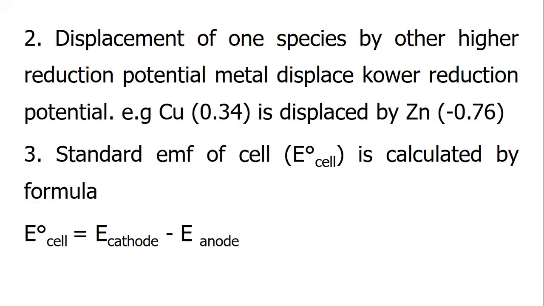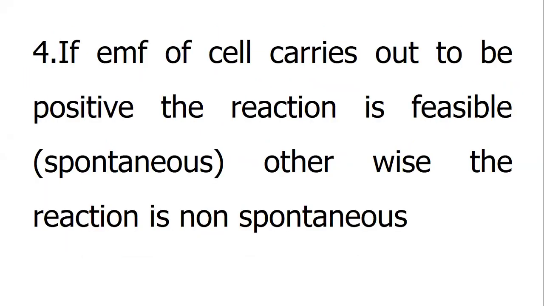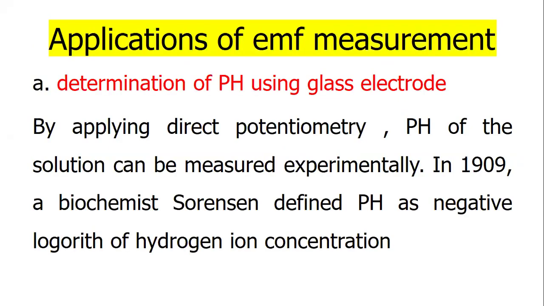Displacement of one species by another occurs when a metal with higher reduction potential is displaced by a metal with lower reduction potential. Example: copper, 0.34, is displaced by zinc, minus 0.76. Standard EMF of the cell is calculated by the formula E cell equals E cathode minus E anode. If the EMF of the cell turns out to be positive, the reaction is feasible and spontaneous; otherwise the reaction is non-spontaneous.